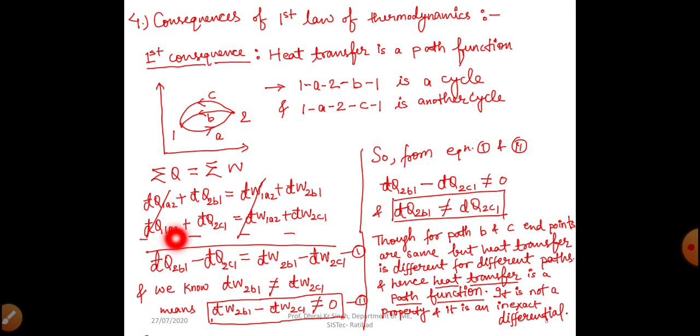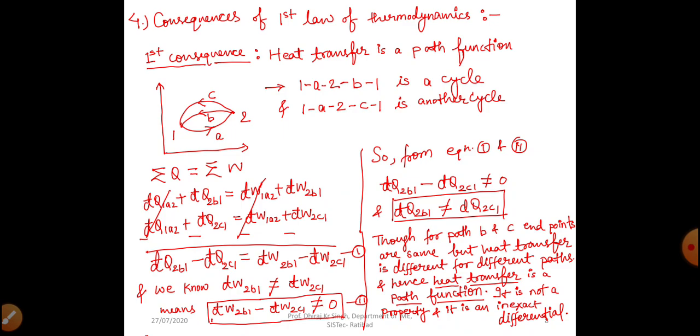Now we are going to equate these equations. When we equate the equations of these two cycles, what are we getting? We can see here that del Q1A2 and del Q1A2 get cancelled out on the left hand side, and del W1A2 and del W1A2 get cancelled on the right hand side. So what will remain here? We will have del Q2B1 minus del Q2C1 is equal to del W2B1 minus del W2C1.